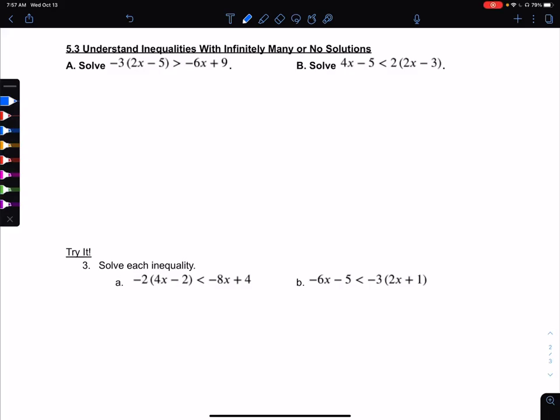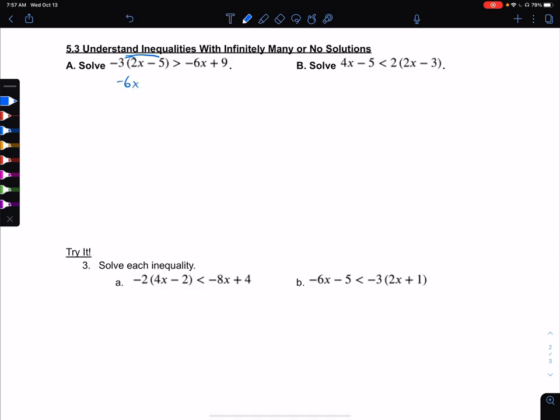Here we're going to look at topic 5, example 3, understand inequalities with infinitely many or no solutions. Okay, so I have part A. I'll solve these one at a time. First thing I'm looking to do here would be to distribute this -3. I do have some other options, but that's what I'm going to go with. So I'm going to distribute that -3.